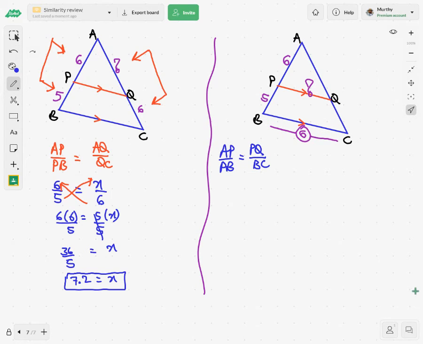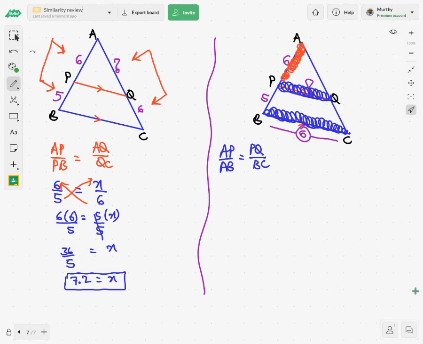The reason is, if you consider PQ, this is one side of the small triangle. When you consider BC, it is one side of the large triangle. Next, when you consider AP, this is one side of the small triangle. And PB, friends, is not representing the whole side of the large triangle. This is the tricky part.